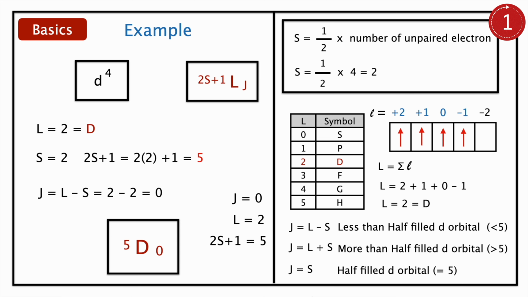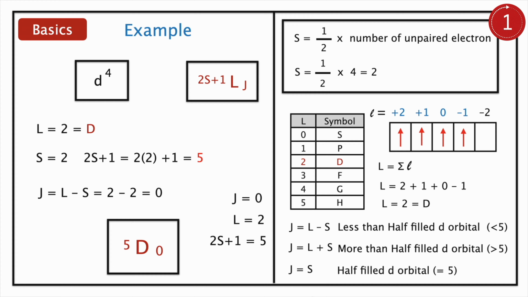Here I have given a straightforward example, a d4 system, for which you have to find the term symbol. As we discussed, the configuration is d4. You write the d orbitals with 4 individual electrons. We should follow Hund's rule as well as the Aufbau principle while writing the electronic configuration. Here I have written the 4 electrons separately. Then calculate the L value. The l values are plus 2, plus 1, 0, minus 1. If you look at the total, it will be 2. 2 means D in the term symbol.